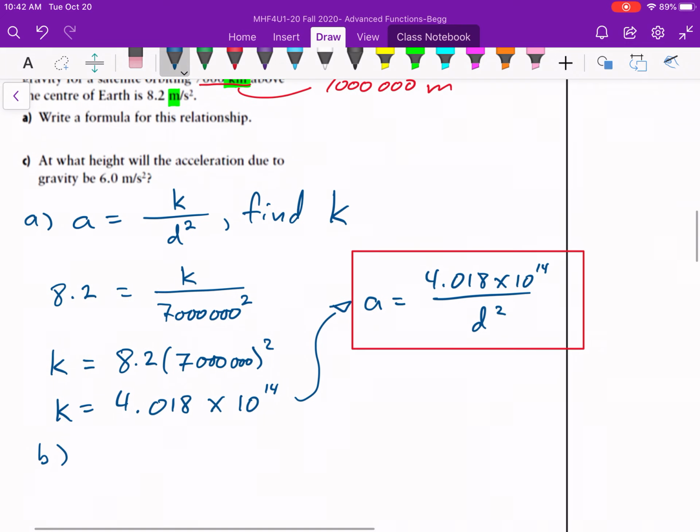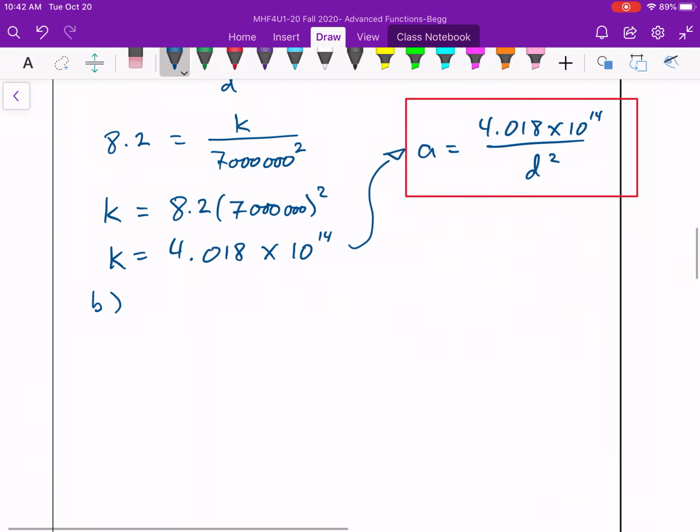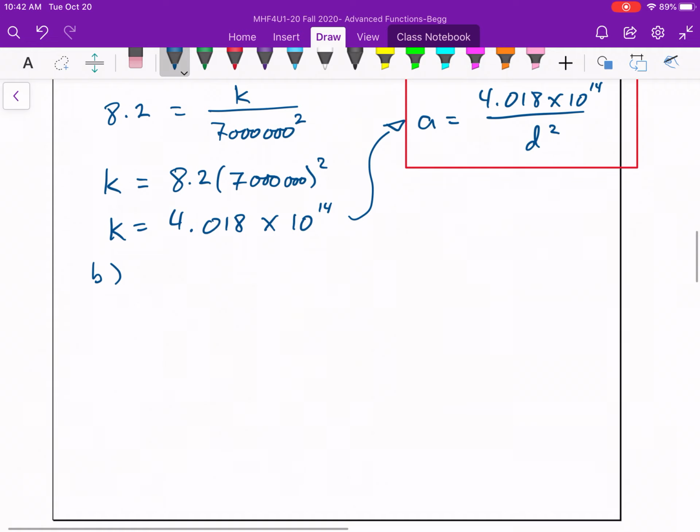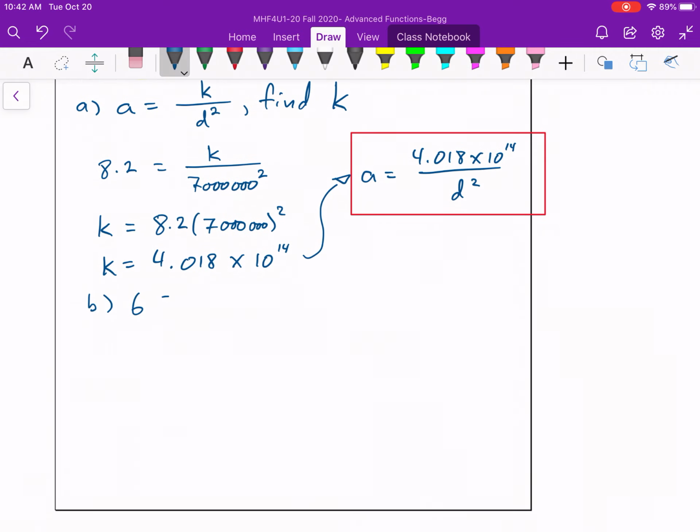B part, though it's called C here, let's call it B, that bugs me, to go from A to C. There we go. B part, at what height will the acceleration due to gravity be 6 meters per second? So we're being given an A value, right? So that means I just need to plug in 6, but I don't need to write the decimal out, 6 in for A and find out what D is.